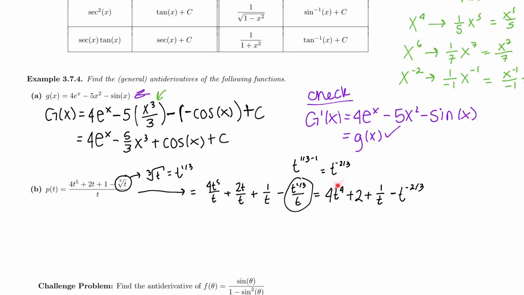So I will be using this function here. This is not my antiderivative, by the way. This is not the antiderivative. This is just the original function. I'm using this original function to find the antiderivative, big P of t. This is a capital P, the antiderivative.